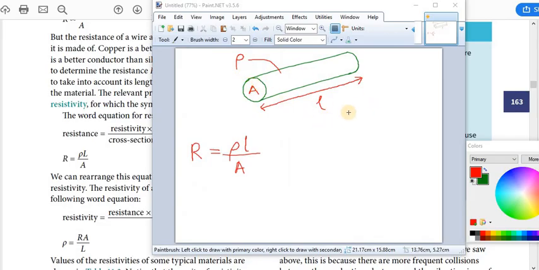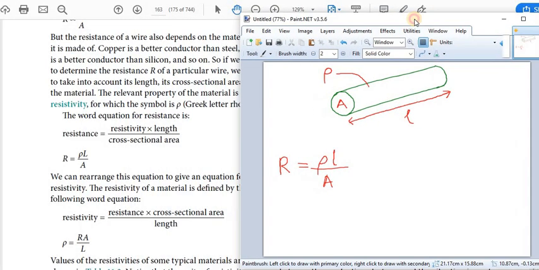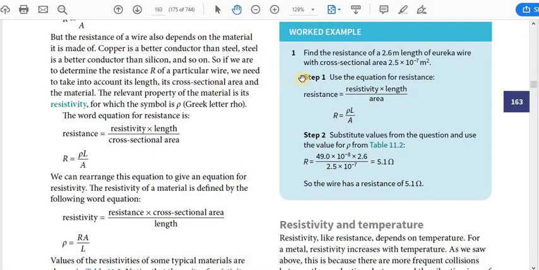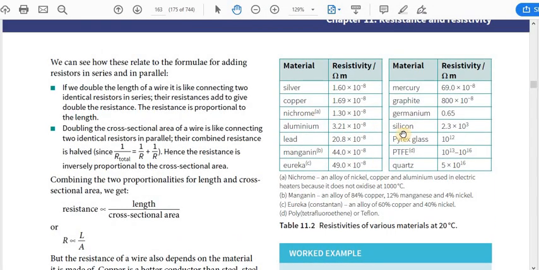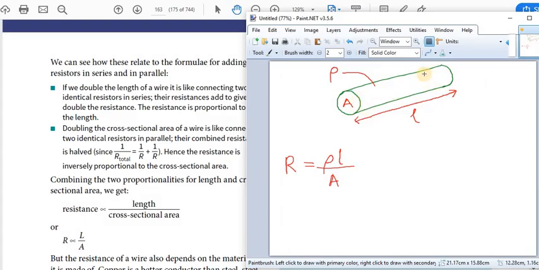Alright, I have drawn a diagram to help you understand this better. L is the length of the conductor. So this green thing you see here is the length of a wire. It can be any wire. It doesn't even need to be a metal. You can see here they have given other materials also: silicon, pyrex glass, graphite, germanium. Let's say we have one of those materials here. Rho is the resistivity of the material. Now you can see this A here is the area of cross section.